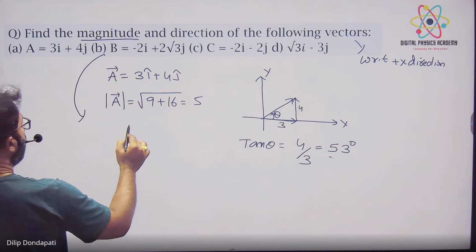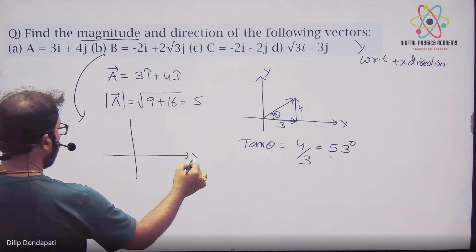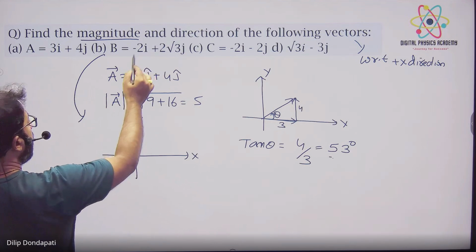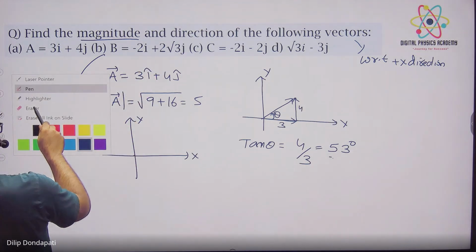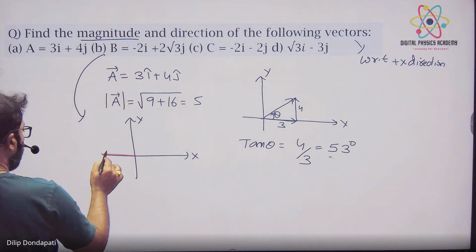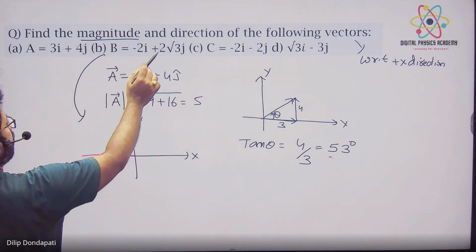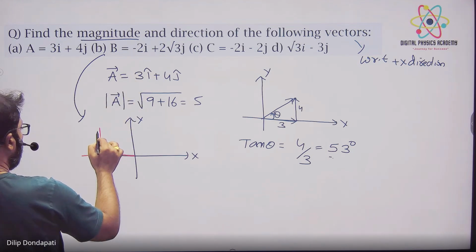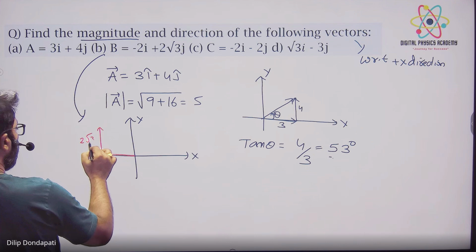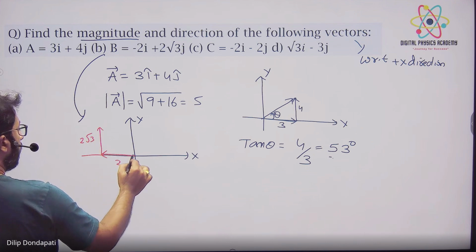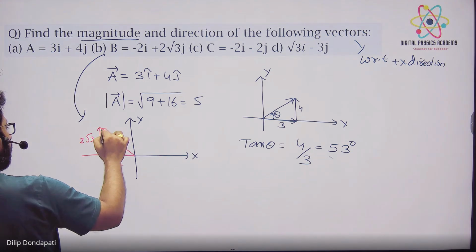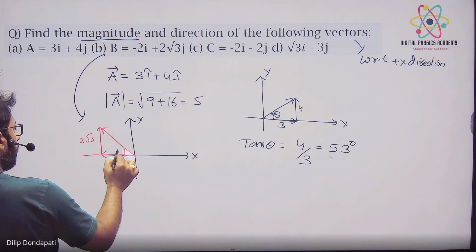If you see the diagram, -2 i cap means it went in this direction. And +2√3 j cap means the particle went like this, 2√3. This is 2. The resultant is this one. This angle I want. Let this angle be theta.